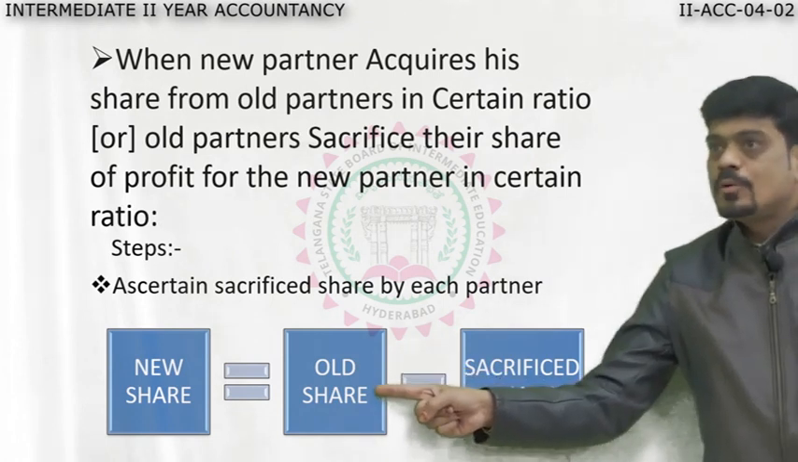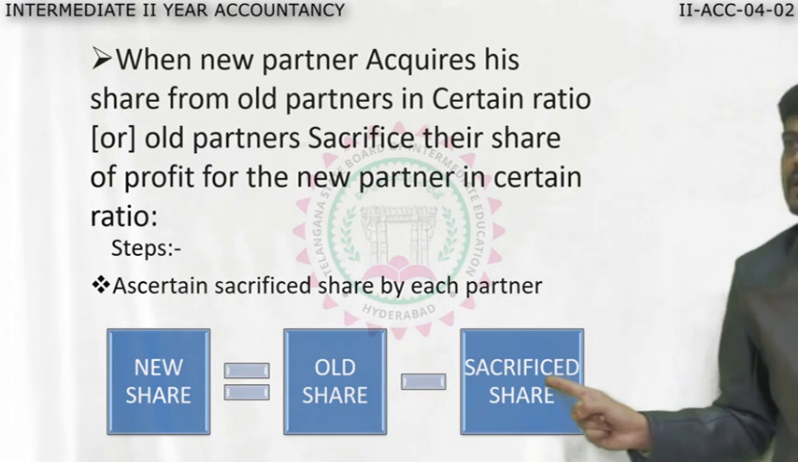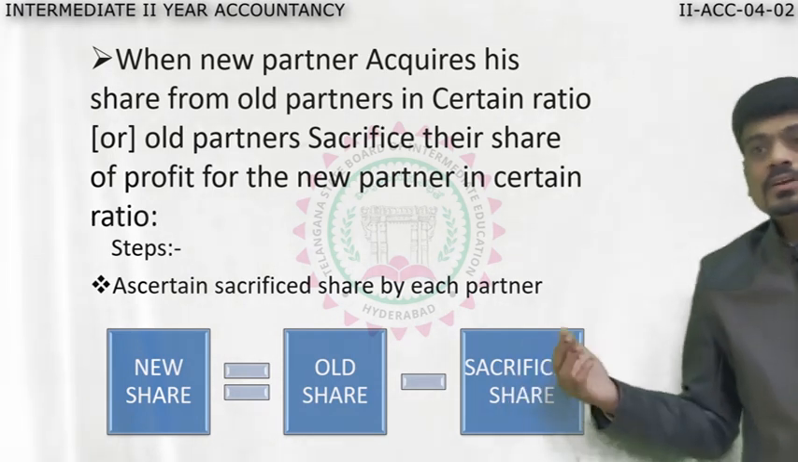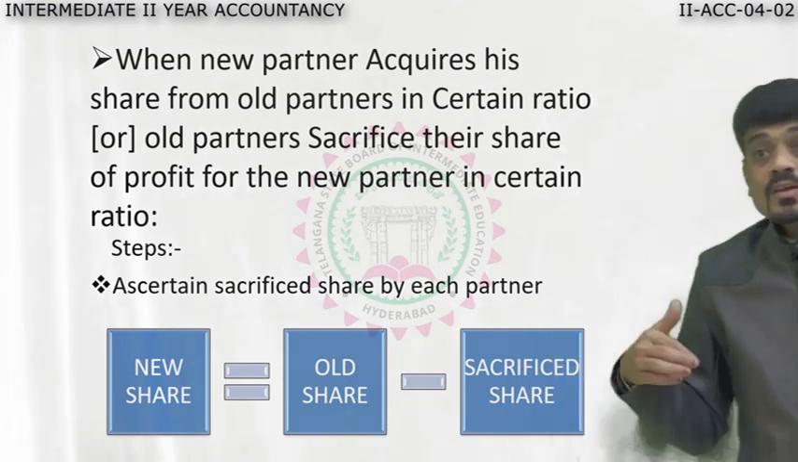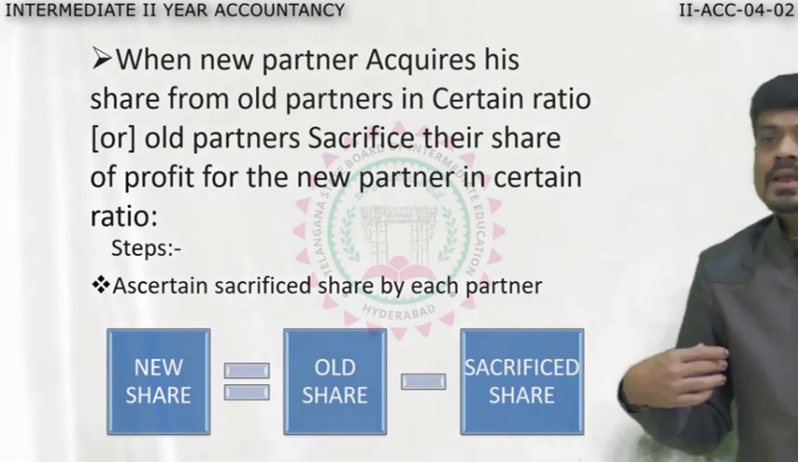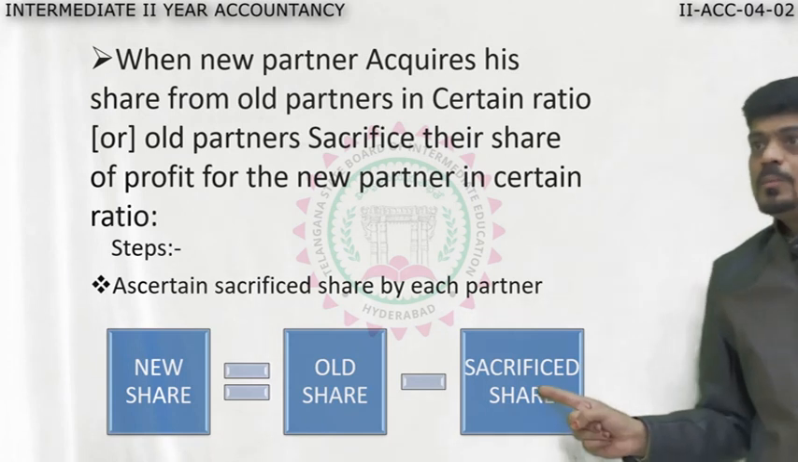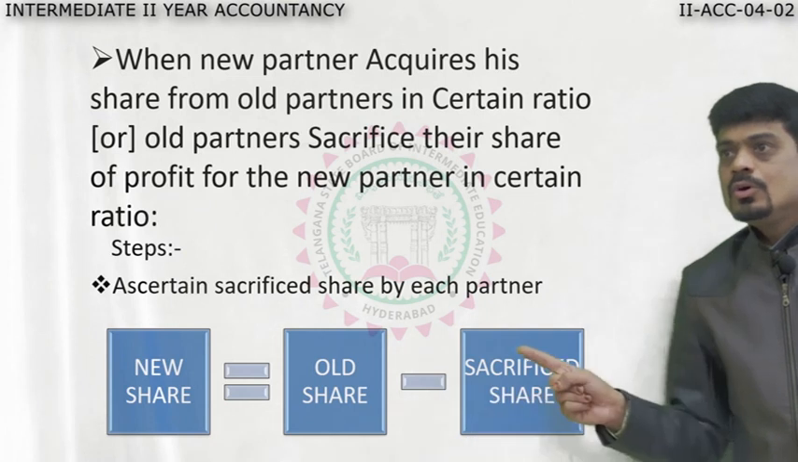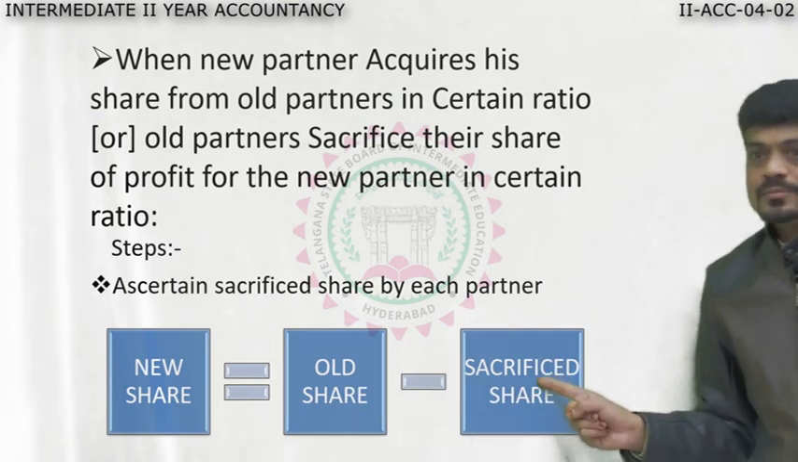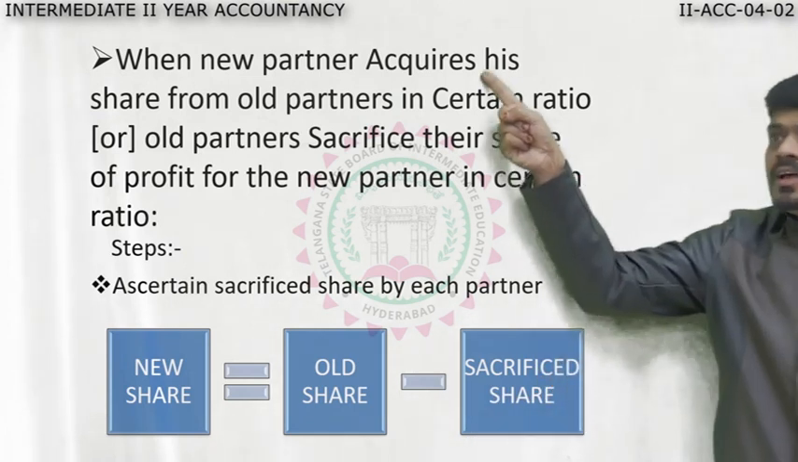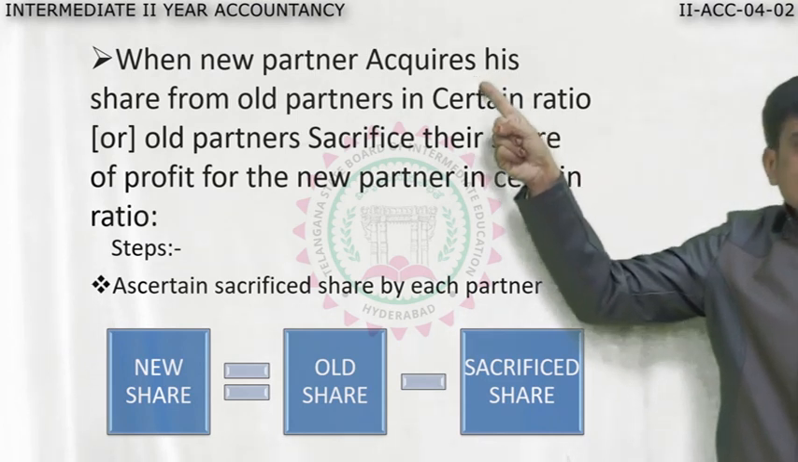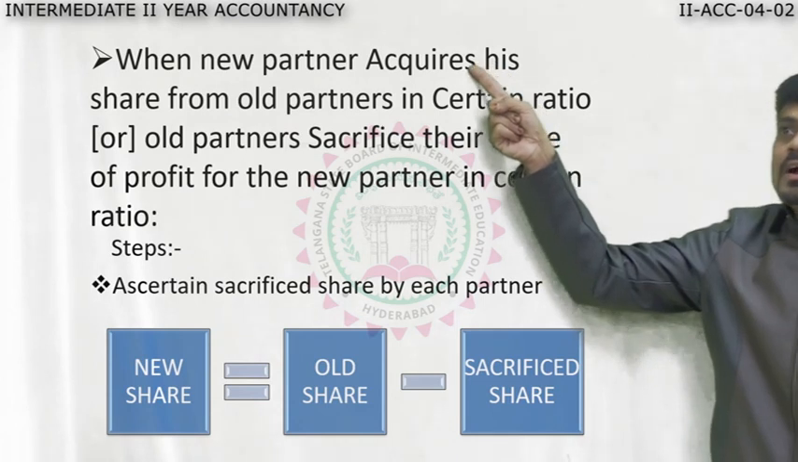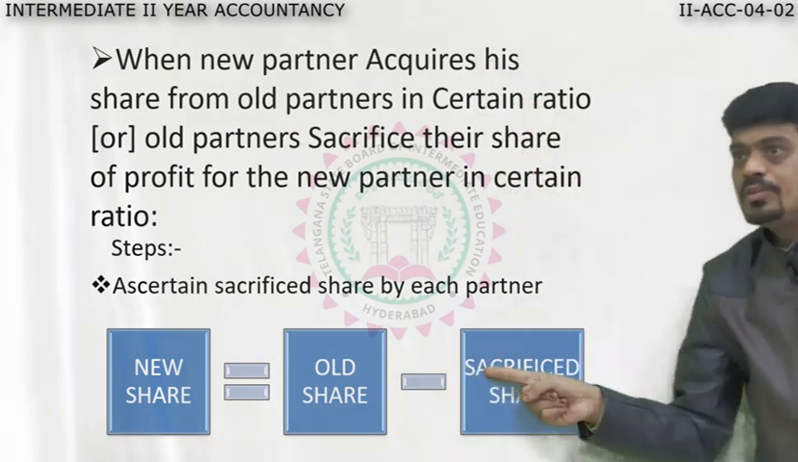Directly we'll apply the formula. Old share minus sacrificed share. Sacrifice is nothing but whatever the share is given or taken by the new partner. Given by old partner, taken by new partner. However you say, that will be there. So new ratio is old ratio minus sacrificed share. The word is acquires, taken away, took away, obtained. Like that, the synonyms of acquire, if they use, please follow this method.